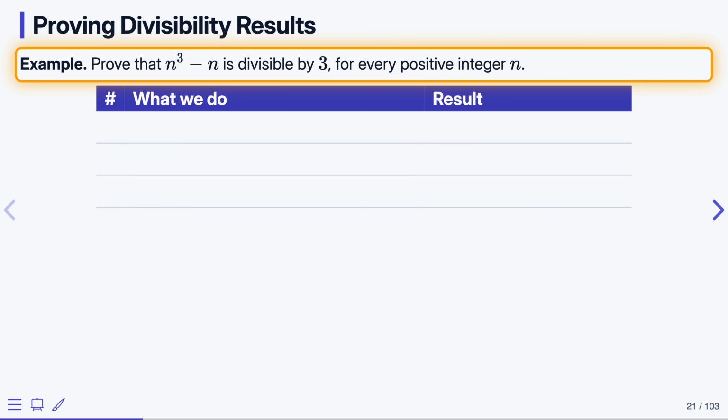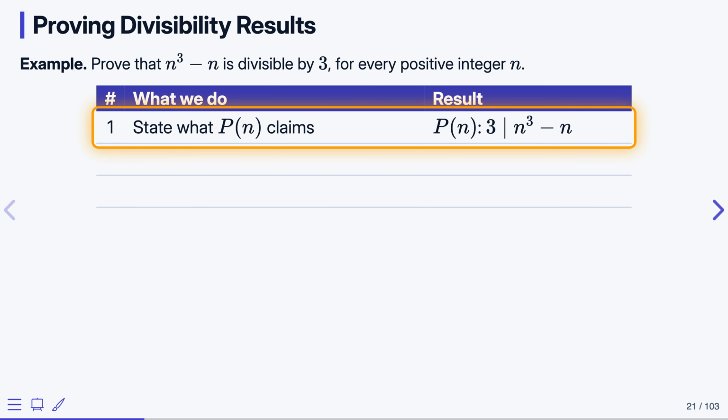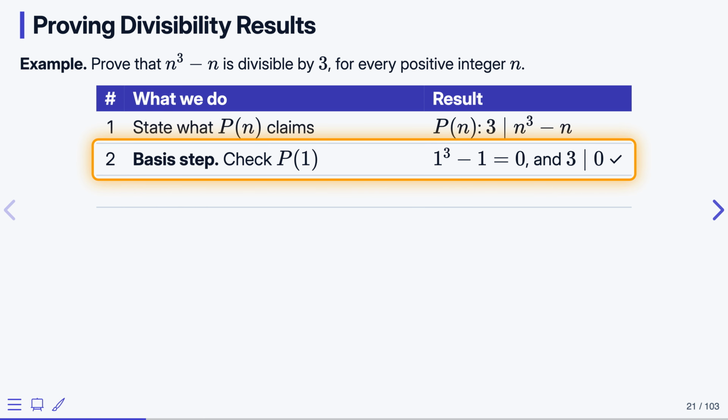Now a divisibility proof. We show that n cubed minus n is divisible by 3 for every positive integer n. Step 1. Write P of n down. It says 3 divides n cubed minus n. Step 2. The basis step. For n equal 1, 1 cubed minus 1 is 0. 3 divides 0, so P of 1 is true.